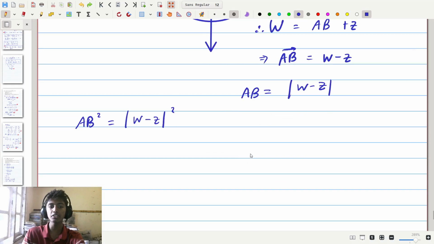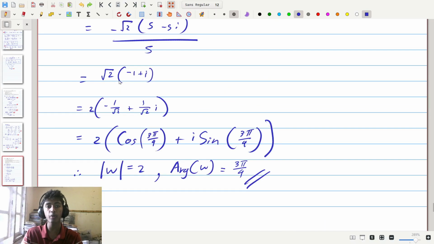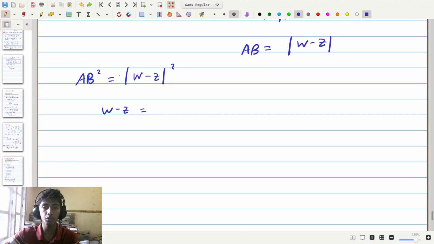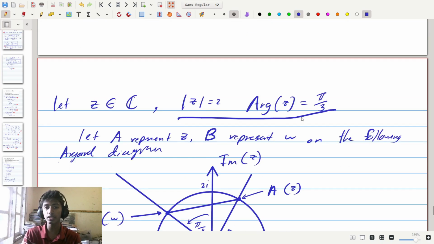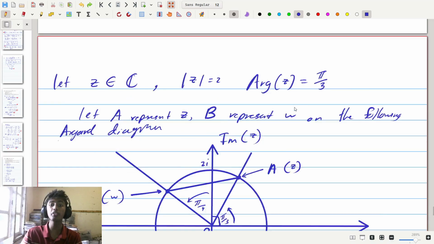Now, if we consider the modulus of z minus w, in order to find it, we first need to consider w minus z. So w minus z is going to be the complex value corresponding to w, which as we can see here is equal to this, which I'm going to write as square root of 2 times negative 1 plus i. So we can see w is equal to square root of 2 times negative 1 plus i, minus the value of z, which is, based on our values here, going to be equal to the modulus of z, which is 2, multiplied by cosine of theta, which is cosine of pi by 3, plus i times sine of theta, which is going to be the sine of pi by 3.